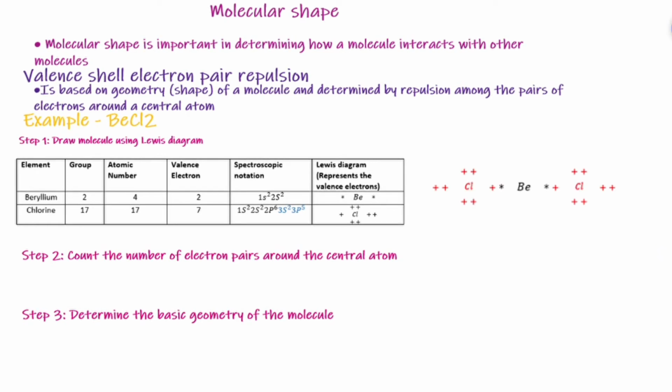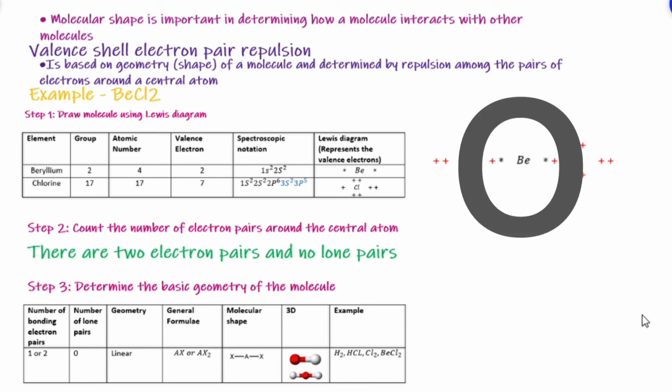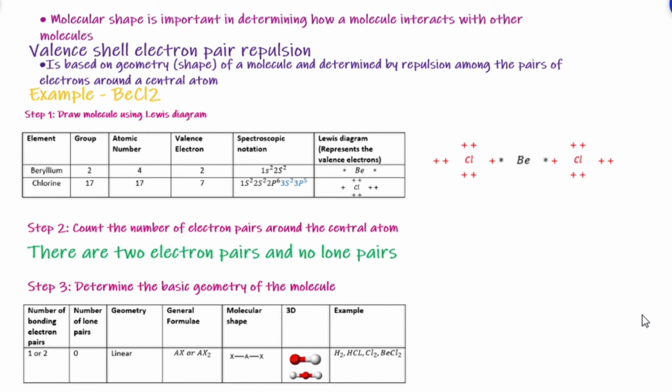Looking at this Lewis diagram here, if we count the number of electron pairs and the lone pairs, we can say that there are 2 electron pairs around the center and 0 lone pairs. Hence, to determine the basic geometry of the molecule using the table, with A representing the central atom and X representing the terminal atoms, the atoms around the central atom, we can say that beryllium chloride has 2 electron pairs around it with no lone pairs, and therefore the geometry is linear, with the general formula being AX2. In this case, we have AX2.